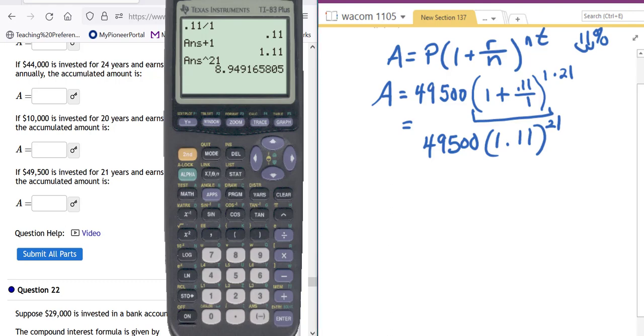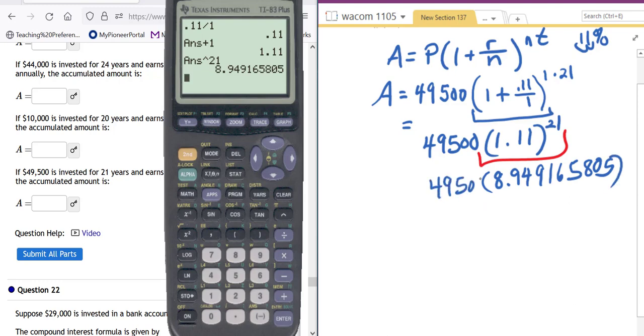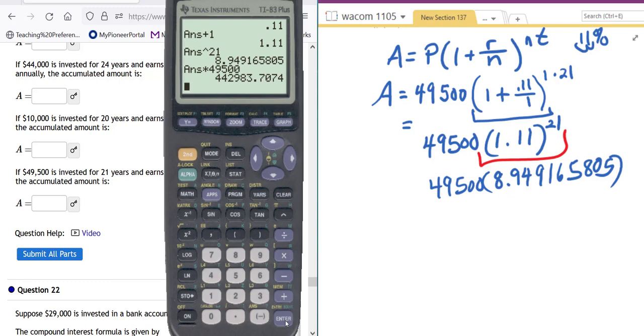Okay, now I'm going to go ahead and raise it to the 21st power. So I'm doing this piece, and I get 8.949165805, and then I will do that times 49500. And this is what I have left.